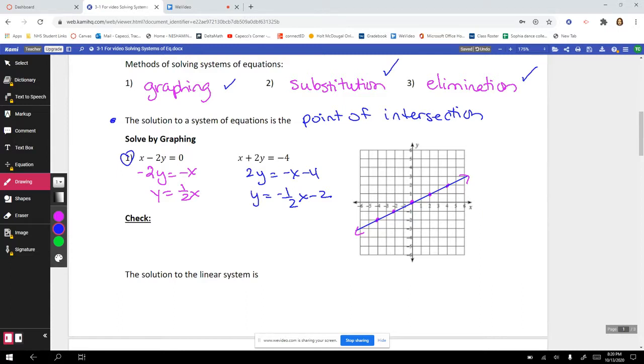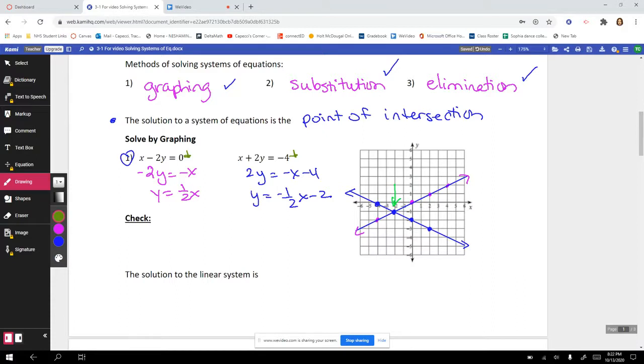So in my second equation, I have -2 as my y-intercept. Going down 1 to the right 2. Now I can see I'm going away from the line, so I can go the other direction. Up 1 to the left 2. There's my point of intersection right there. Up 1 to the left 2. Get my drawing tool. Here's my line. Arrows on the end.